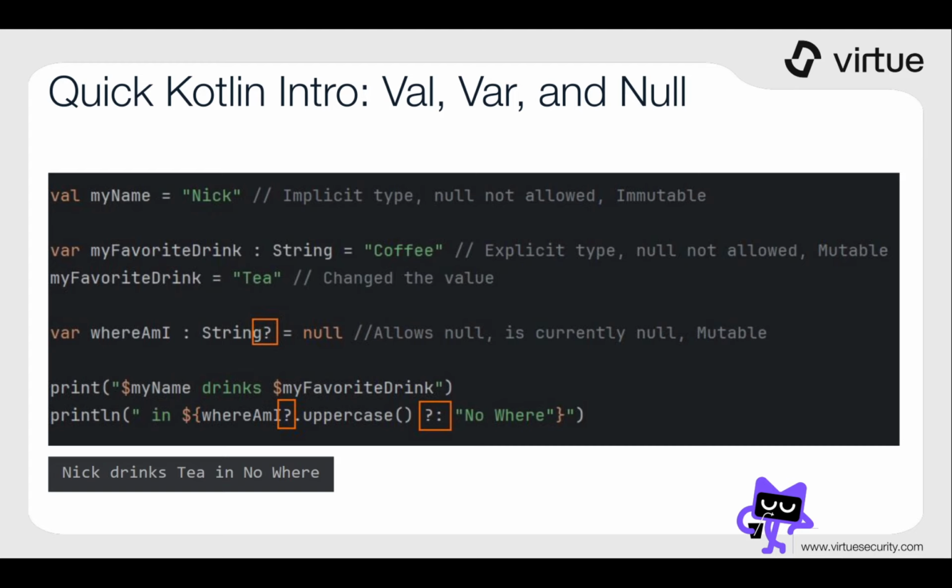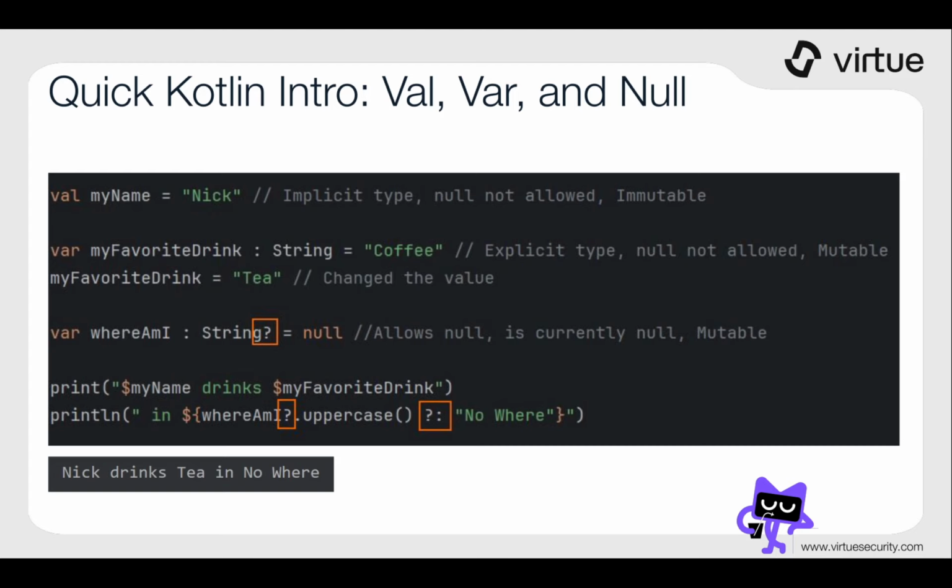Last thing I want to point out is about null, and I sort of skipped over this in the previous ones. It turns out that both my name and my favorite drink can never point at the null value. They cannot hold the null value. Only variables explicitly declared as nullable can point at null in Kotlin. So the third variable declaration, var where am I of type string question mark, or of type nullable string, that's the only one that can hold the null value. And in fact, we assign null initially to it in this case.